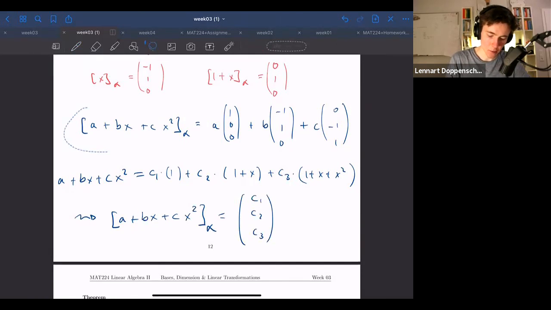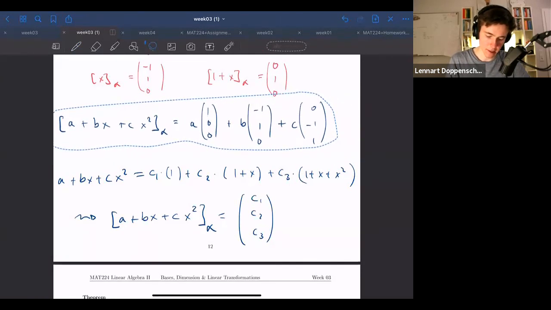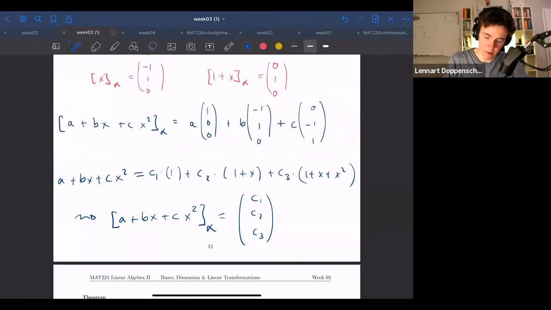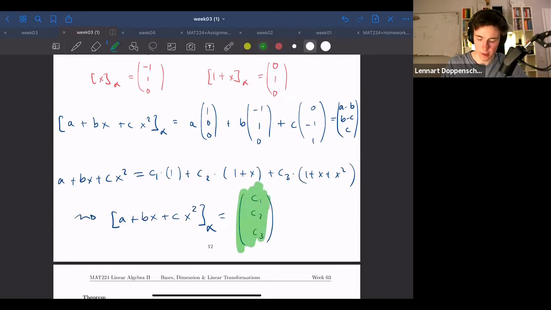And now you can verify that when we sum these together, this is going to be a, minus b, minus c, and c. And you can verify that in fact this linear combination is equal to this polynomial for these values of C1, C2, C3. So I'll leave it to you as an exercise to check that these two tuples actually agree.